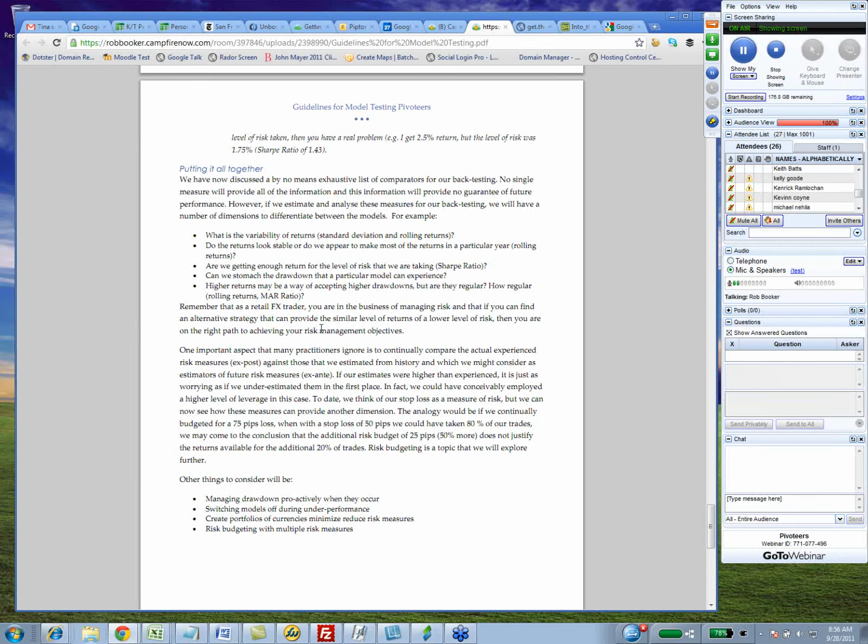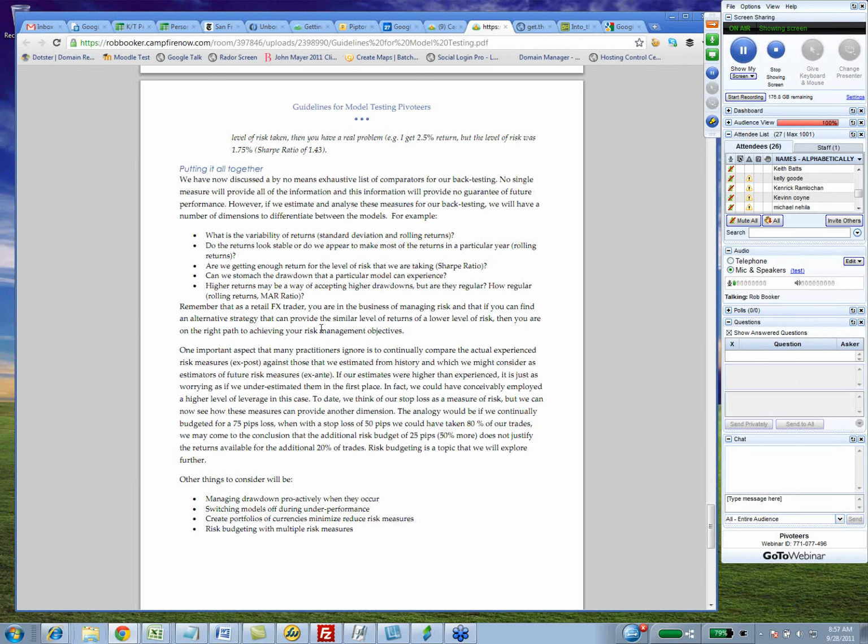risk measures against those that we estimated from history and which we might consider as estimators of future risk measures. If our estimates were higher than expected, it's just as worrying as if we underestimated them in the first place. In fact, you could conceivably have employed a higher level of leverage in this case. To date, we think of our stop loss as a measure of risk, but we can now see how these measures can provide another dimension.